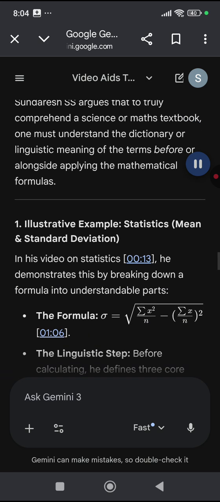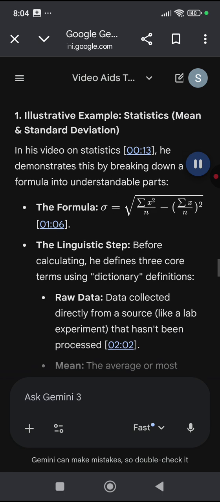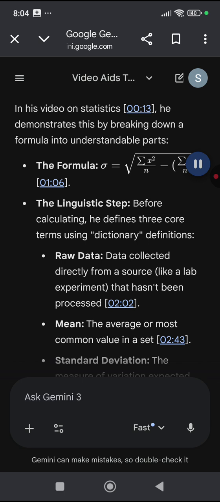1. Illustrative example: statistics, mean and standard deviation. In his video on statistics, he demonstrates this by breaking down a formula into understandable parts. The formula: sigma equals sqrt(sum x squared / n minus (sum x / n) squared). The linguistic step: before calculating, he defines three core terms using dictionary definitions.